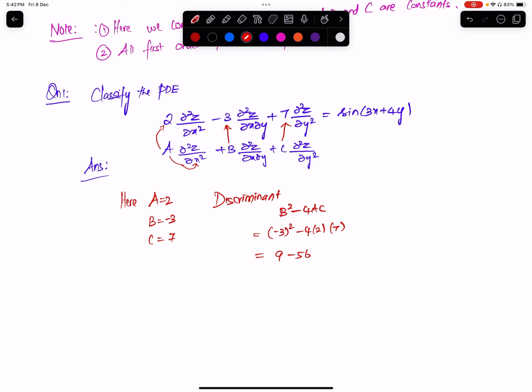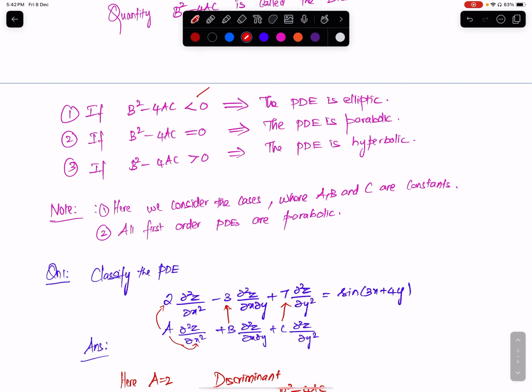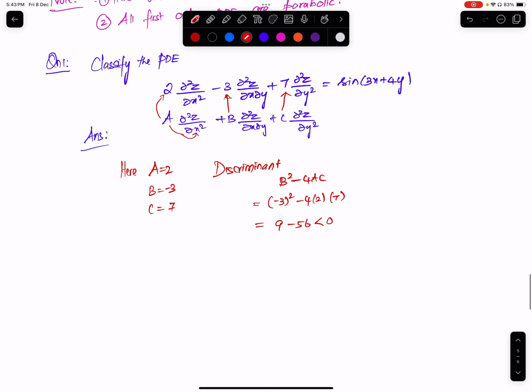So you have to check whether it is negative, positive, or 0. Here it is negative. We don't want the value, you just have to say whether it is negative or not. If it is negative, it is elliptic. Don't forget. So you can say the given PDE is elliptic.